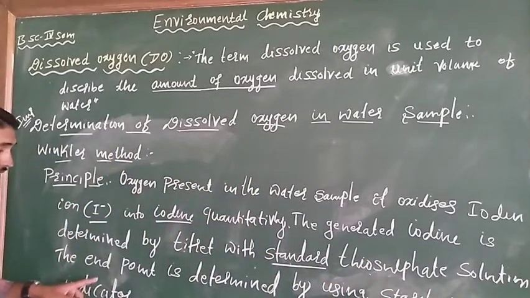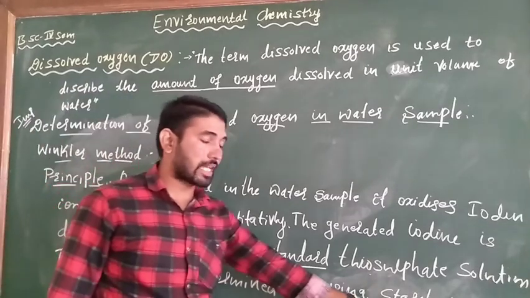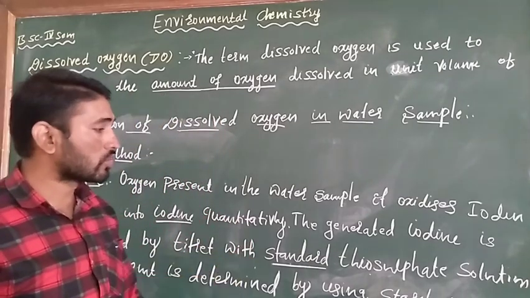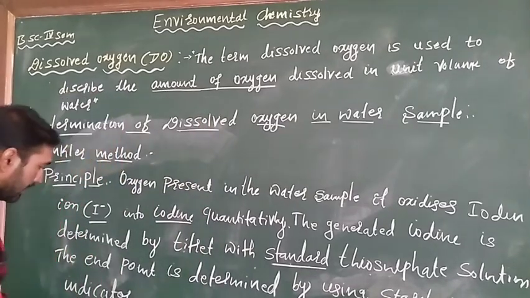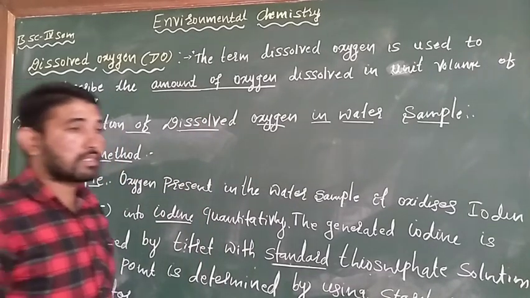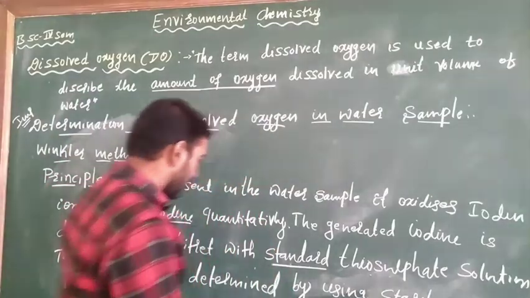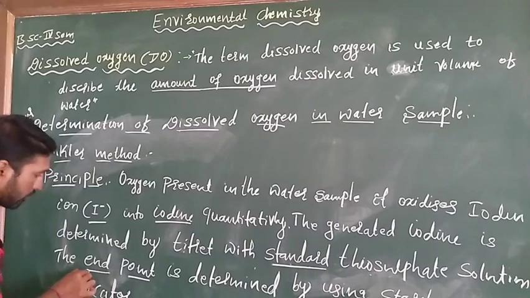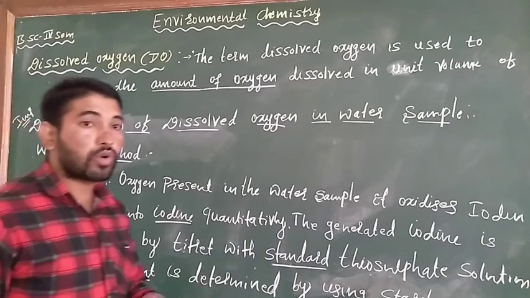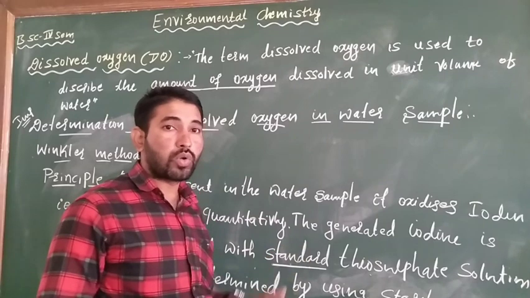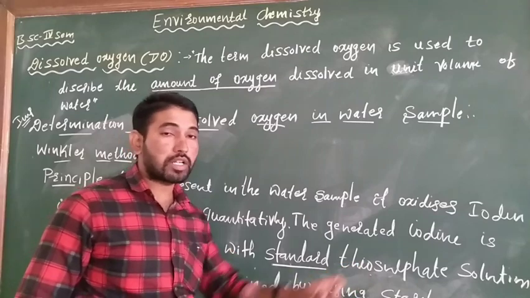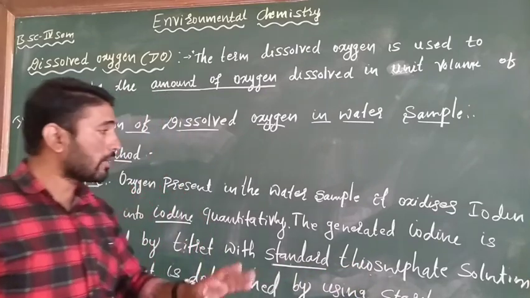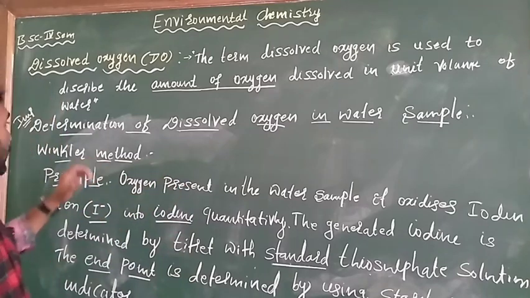And the end point of this titration is determined by using starch as an indicator. In this titration we are going to use starch as an indicator. Indicator means it is a chemical substance used to find out the end point of the titration without undergoing any chemical changes. Without undergoing any chemical changes, we find out the end point of the titration; that is known as an indicator. Okay, that is the principle of Winkler method.